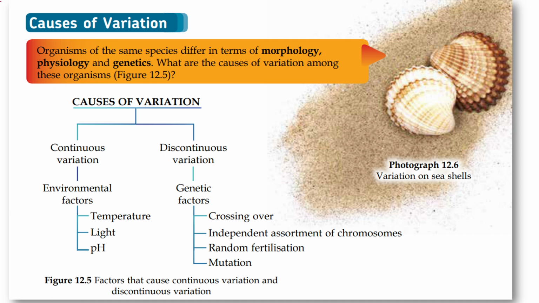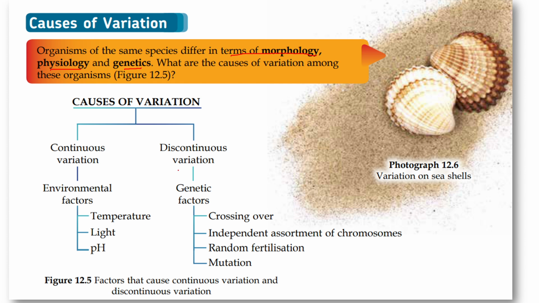Okay, let's look at the causes of variation. Organisms of the same species differ in terms of morphology, iaitu bentuk mereka, physiology in terms of the body processes, the metabolic processes, and also function, and genetics. So what are the causes of variation among these organisms?